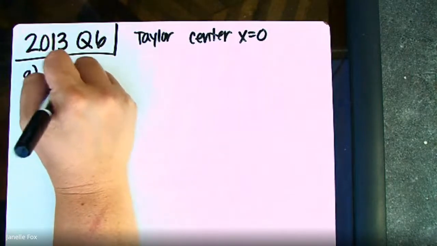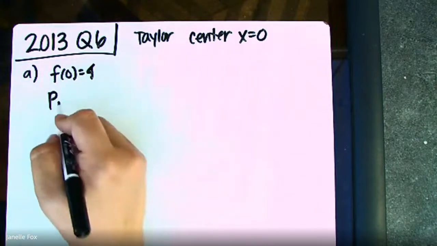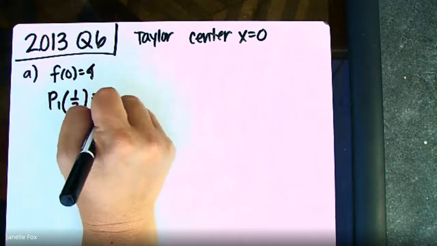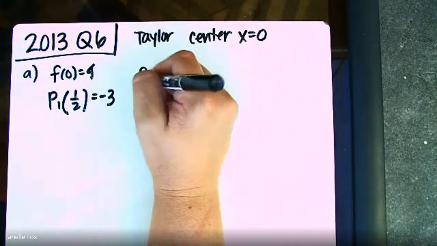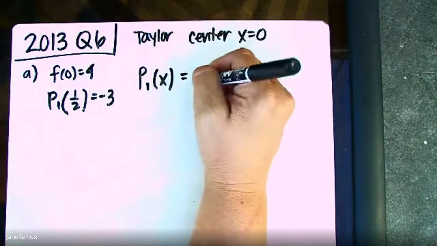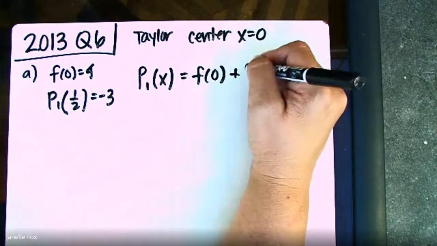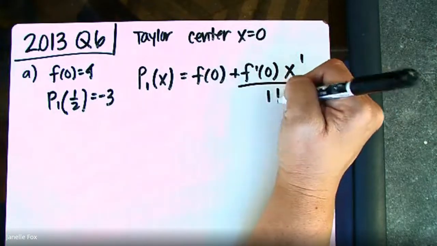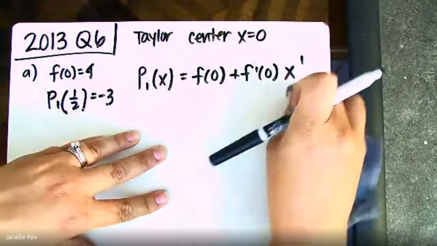They told us that f of 0 was equal to 4, and then they gave us something about the first degree Taylor polynomial. That's what this stands for right here. P of 1 is the first degree Taylor polynomial, and it says it's equal to negative 3. If I'm building the first degree polynomial, it means I'm going to need the constant, which is going to be f of 0. Now, why is it 0? Because the center is 0, plus the derivative at 0. And then technically, it's x to the first over 1 factorial. Now, no one writes x to the first and 1 factorial, right? They just write x because that would be silly.